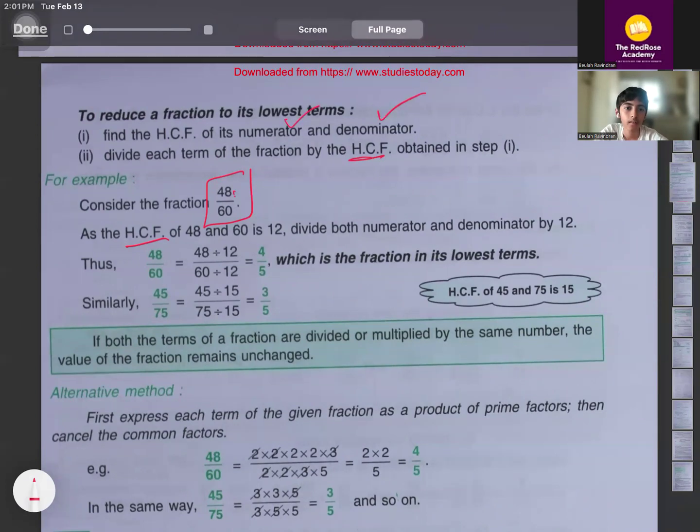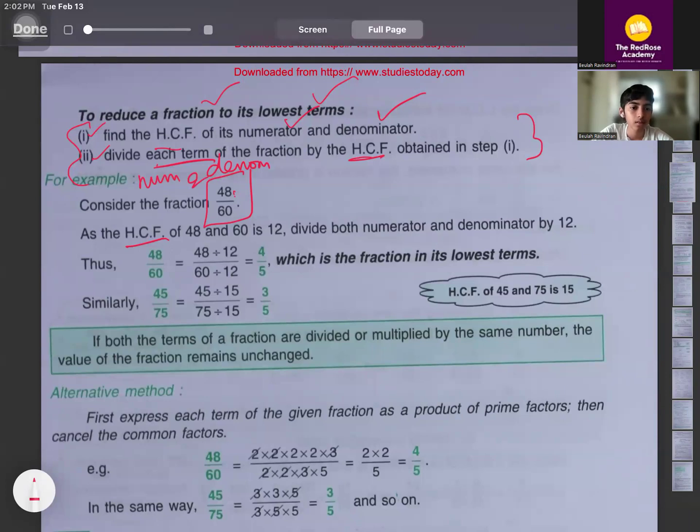You should keep these two steps in your mind. These are all hints. If you are asked to reduce the fraction into lowest form, keep these two steps in mind. First step is find the HCF of its numerator and denominator. What is the second step? Divide each term of the fraction by the HCF. Each term of the fraction means divide both the numerator and the denominator. That is the second step.